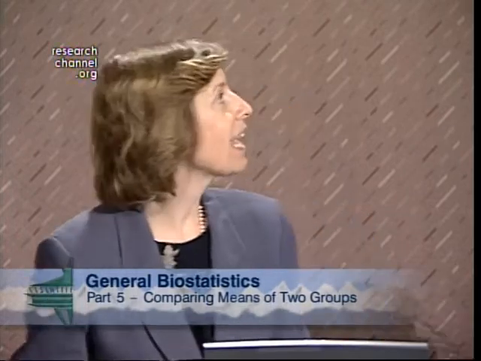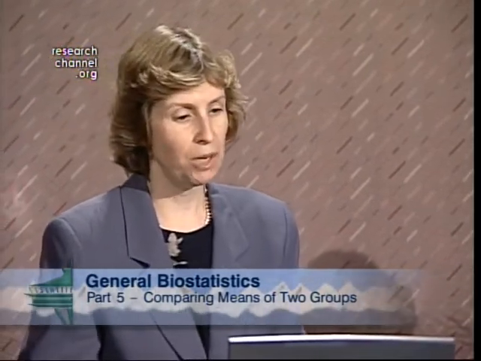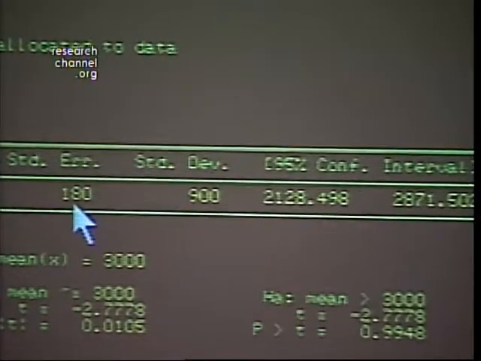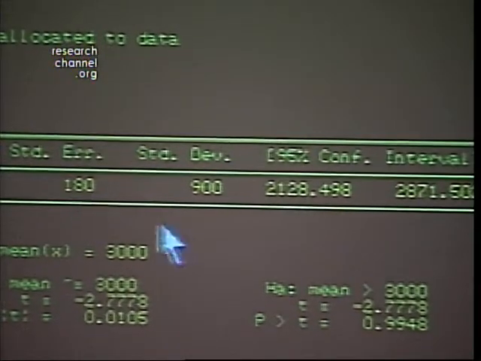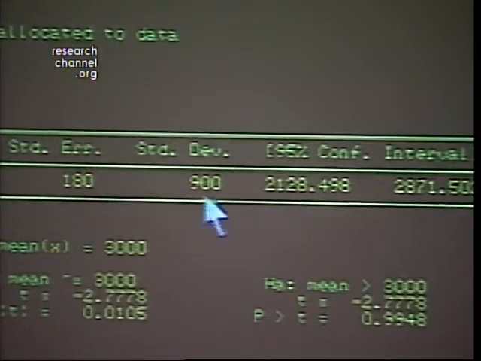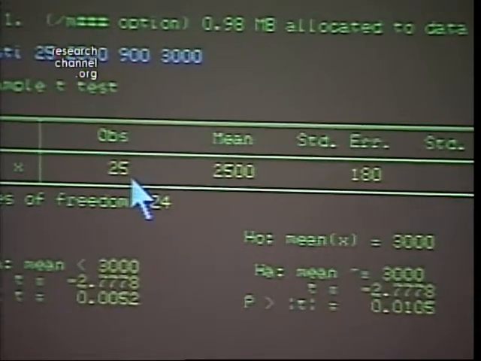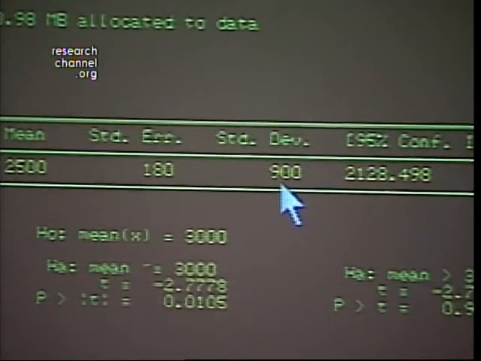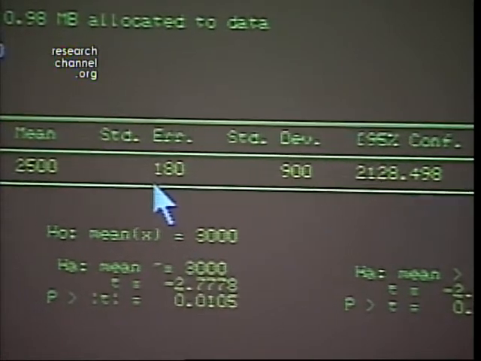And what I get, and I'm hoping that you can see this, I'll use the pointer to show, is that Stata tells us, yes, you had 25 in the sample size. The sample mean was 2,500. The standard deviation was 900. So that means the standard error was S, the sample standard deviation, divided by the square root of the sample size. In other words, 900 divided by the square root of 25, which is 5, or 180.